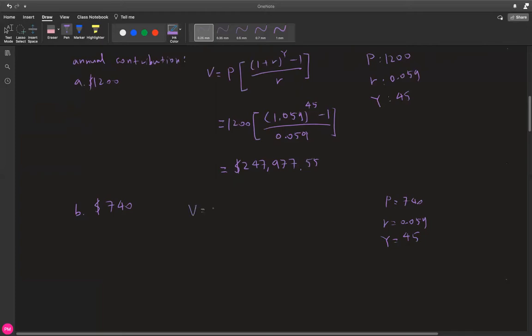Then the total value will be 740 multiplied by 1.059 to the power of 45, minus 1, and you divide all that by 0.059.